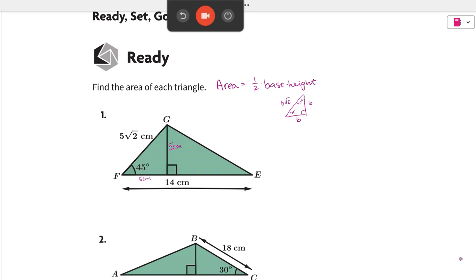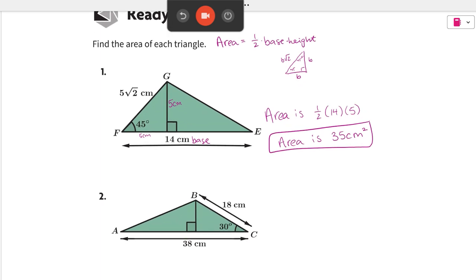Because the triangle we want to find the area of is this whole big triangle, and we already know that 14 centimeters is the base. So for this one, we can say that the area is 1/2 times our base 14 times our height 5. Well, 1/2 times 14, that's 7, and 7 times 5 is 35, so the area is 35 centimeters squared.